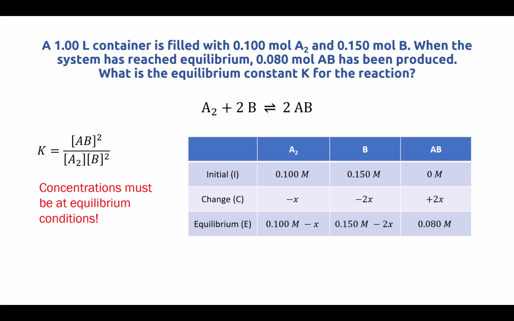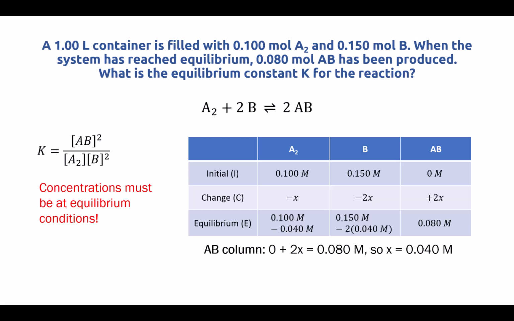So at equilibrium, we add the first 2 rows together. So if we add together the 0.1 molar of A2 with the minus X, we get 0.1 molar minus X. For B, we have 0.15 molar minus 2X. And for AB, well, what we've kind of learned is that 0 molar plus 2x is equal to 0.08 molar. So that means that x has to be equal to 0.04 molar. If we've gained 2x and gotten 0.08, each x has to be worth 0.04 molar.